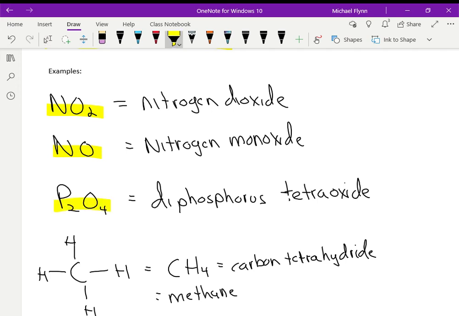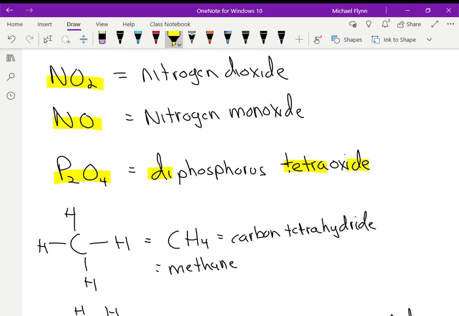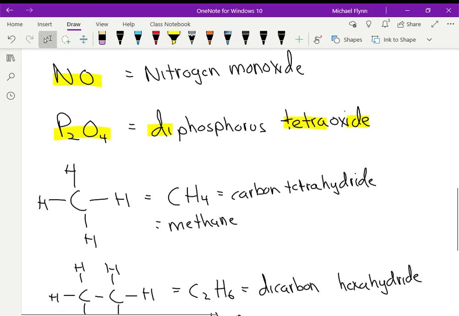Okay, and that's it. So what about this? Well, that is 2 phosphorus and 4 oxygen, so that would be called diphosphorus tetraoxide. Okay, 4 oxygens, 2 phosphorus. We still change the name to end in IDE. Notice that's always the case. Now, some things have special names. We're going to talk more about this tomorrow. Some things have special names.